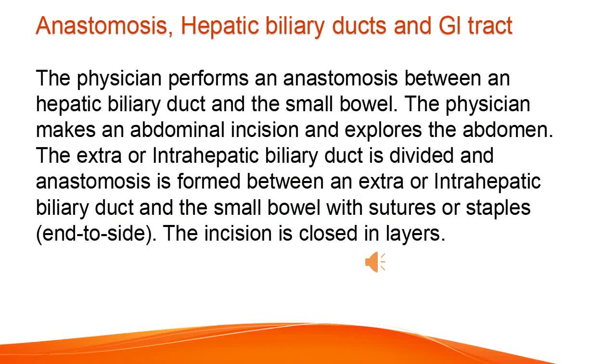Anastomosis, hepatic biliary ducts and GI tract. The physician performs an anastomosis between an hepatic biliary duct and the small bowel. The physician makes an abdominal incision and explores the abdomen. The extra or intrahepatic biliary duct is divided and anastomosis is formed between an extra or intrahepatic biliary duct and the small bowel with sutures or staples, end to side. The incision is closed in layers.